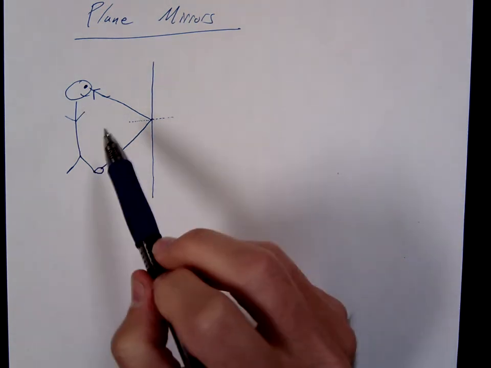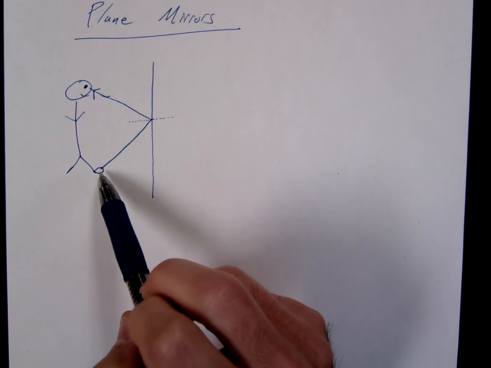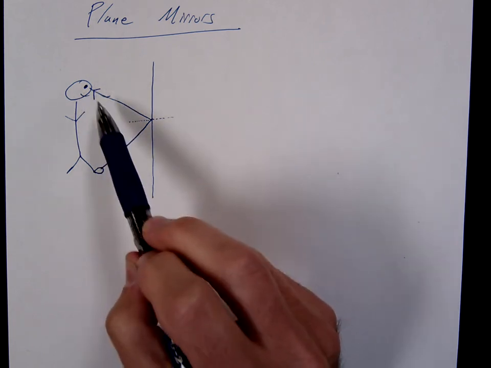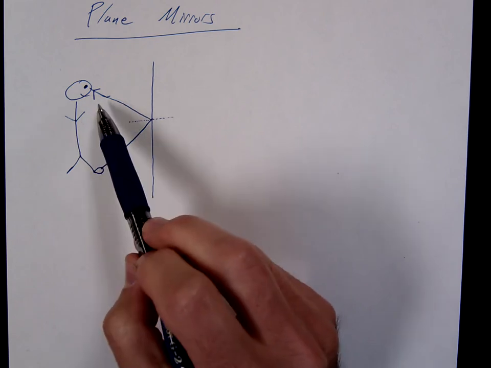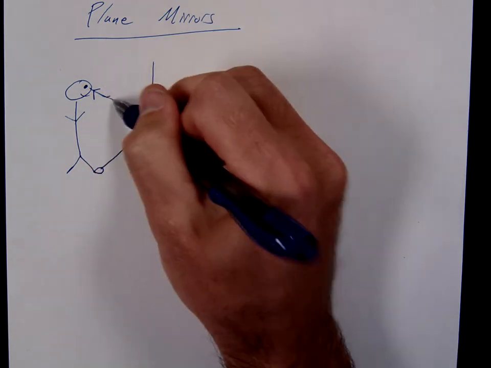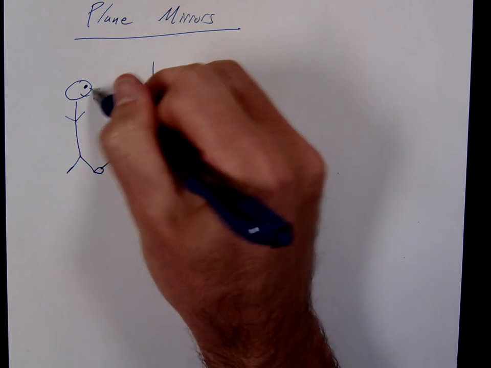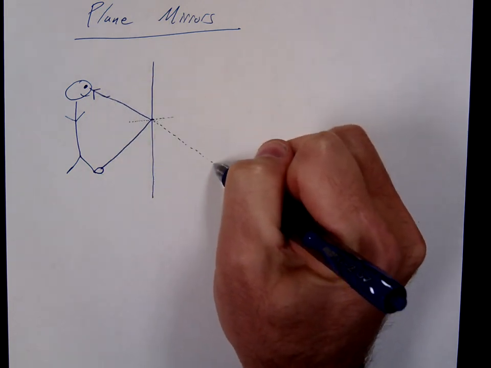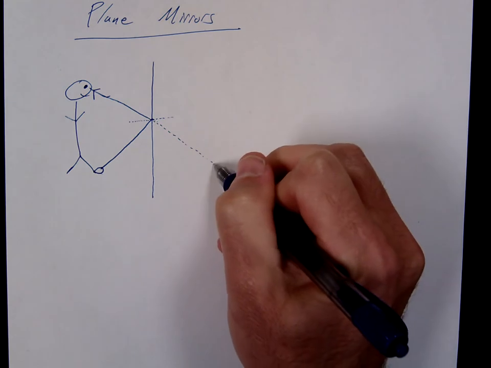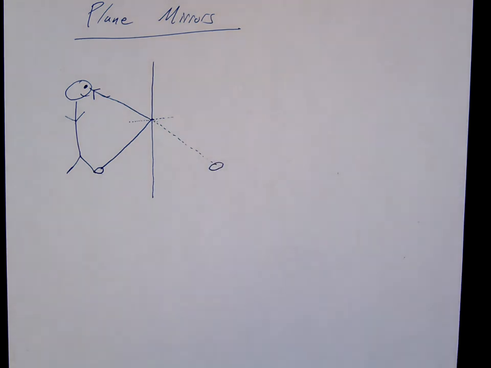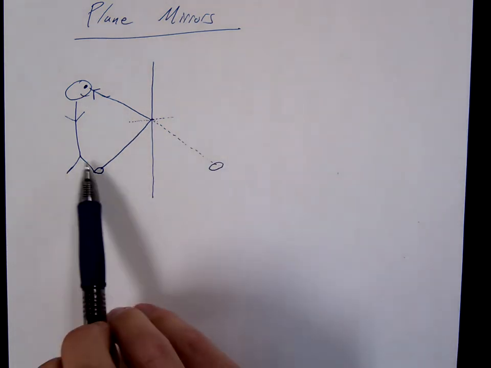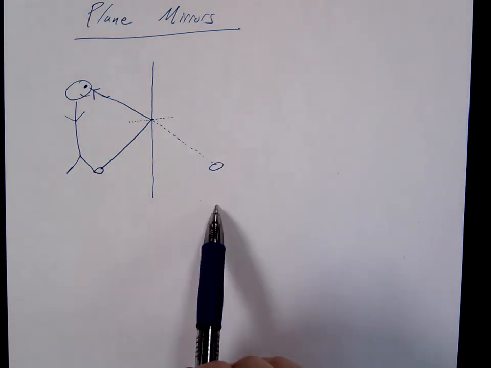Alright, but when you see the shoe, you don't see the shoe down here. According to your eyes, according to your brain, how should light travel? In a straight line. So when you look at your shoe, it looks like your shoe is coming from a straight line, coming from back here. So the shoe that you see appears to be located behind the mirror, on the opposite side of the mirror.